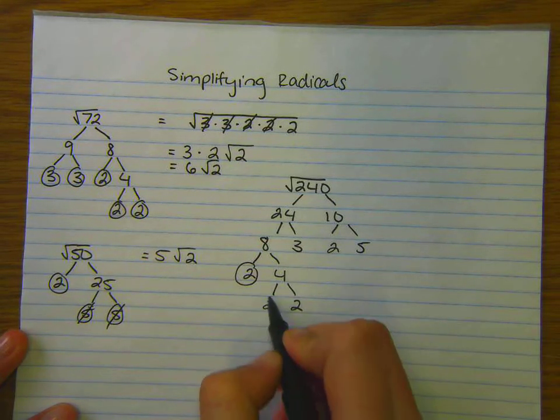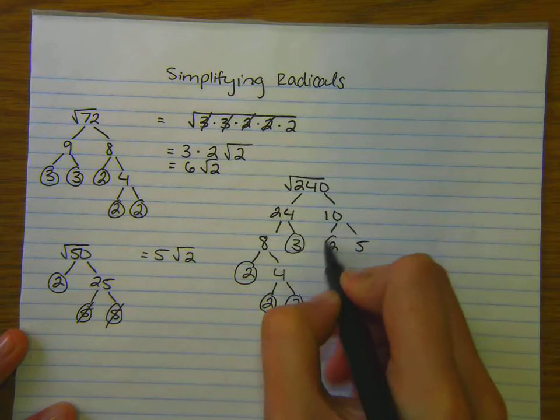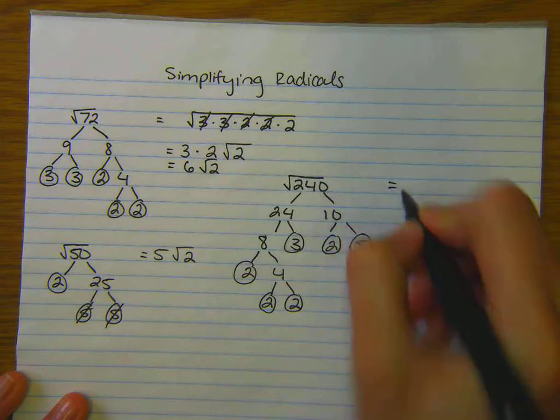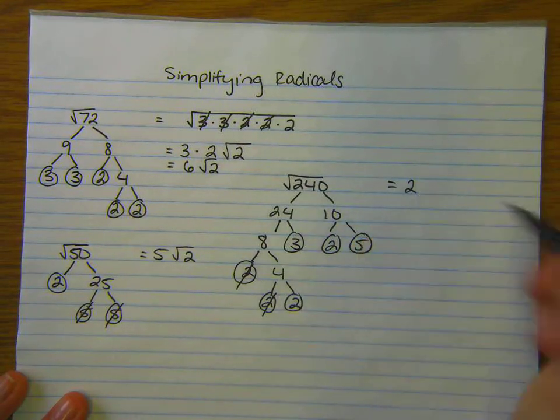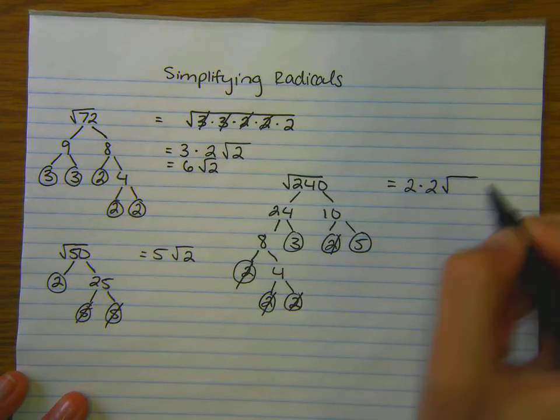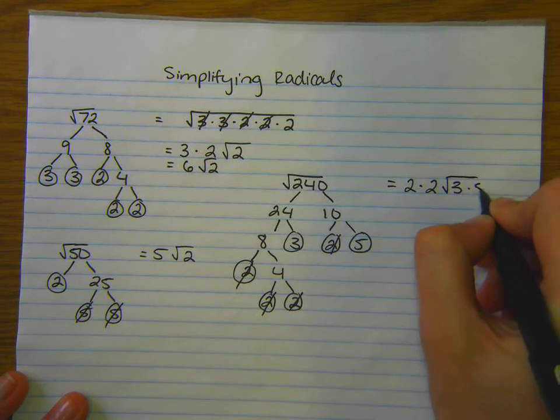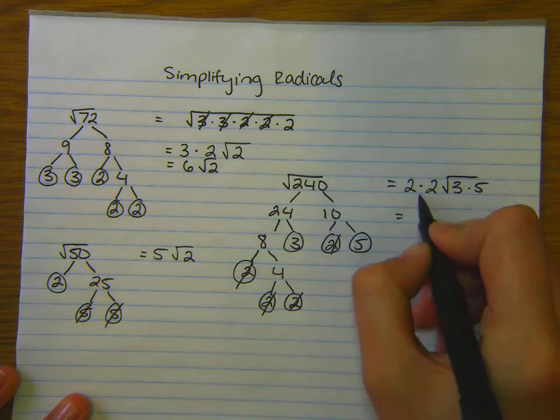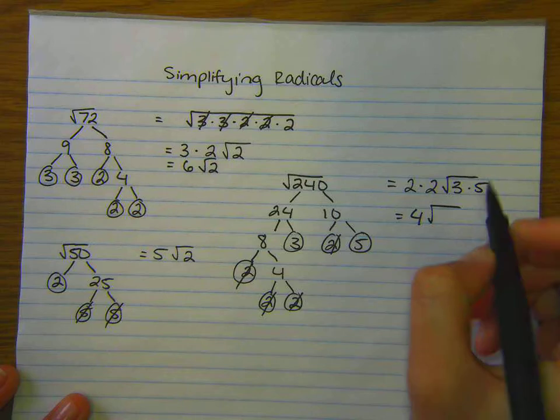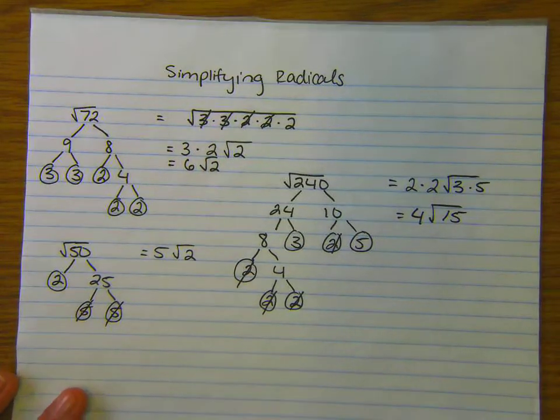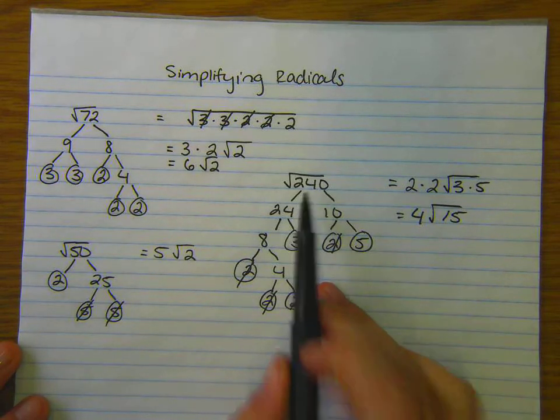So go ahead again, circle all of these final numbers, and let's identify all of our pairs. So here I have a pair of 2's, so I can pull those out. I have another pair of 2's, so I can pull those out. And on the inside, I'm left with a 3 and a 5. So again, the last step we have to make sure we do is we multiply. So 2 times 2 gets us 4, and 3 times 5 is 15. So 4 times the square root of 15 would be our final answer, the simplified radical of the square root of 240.